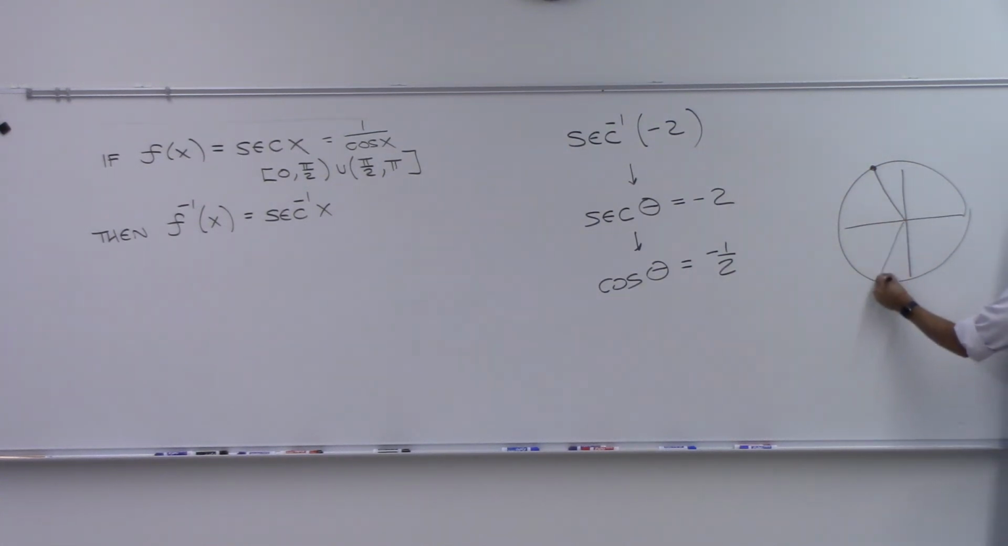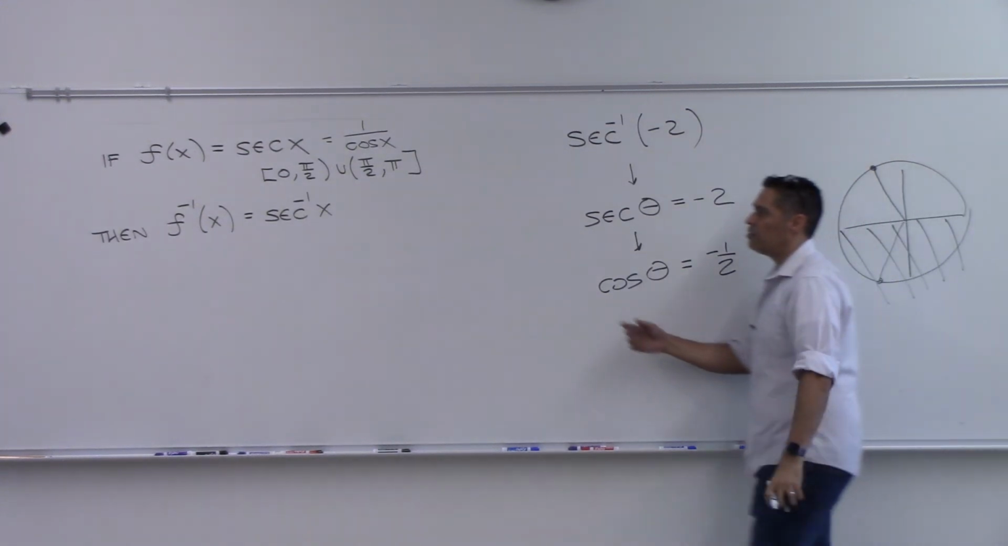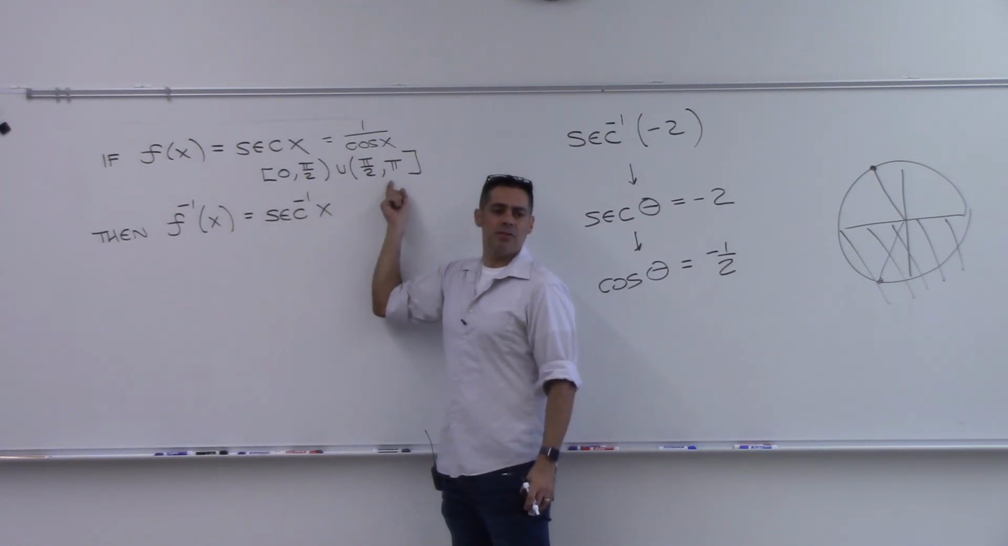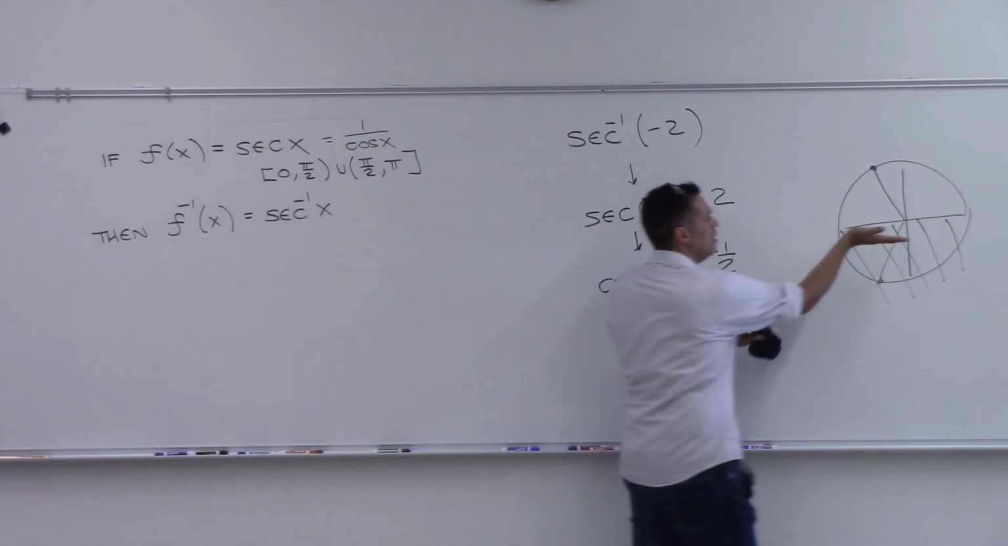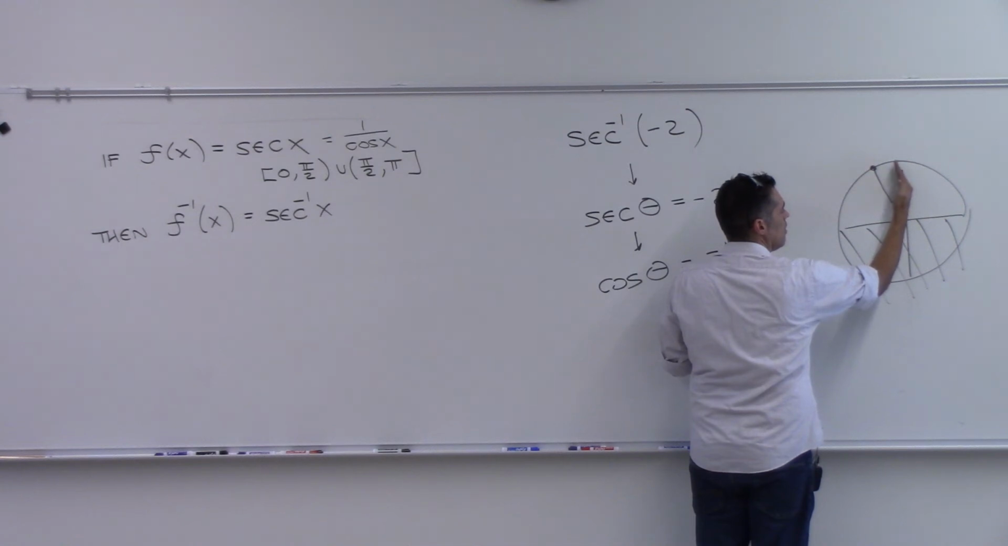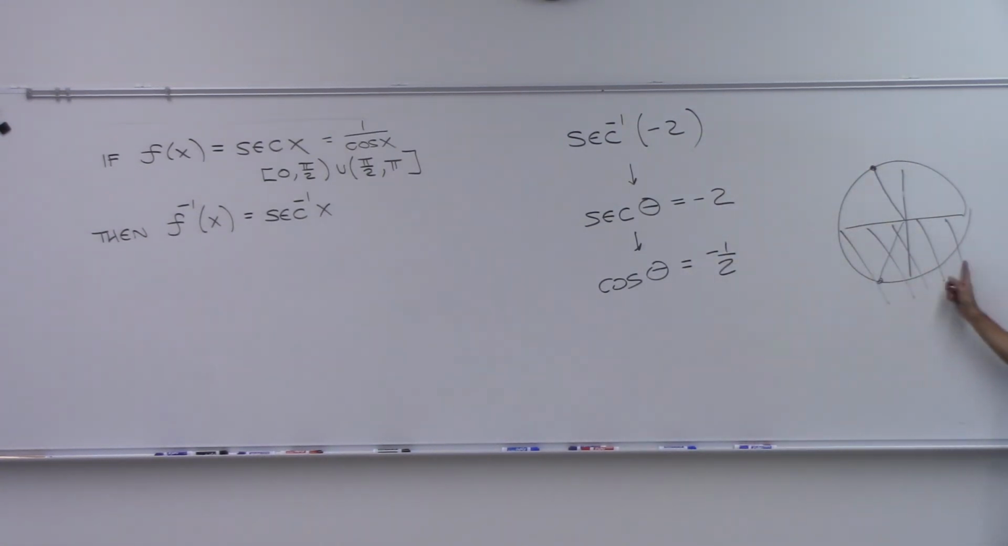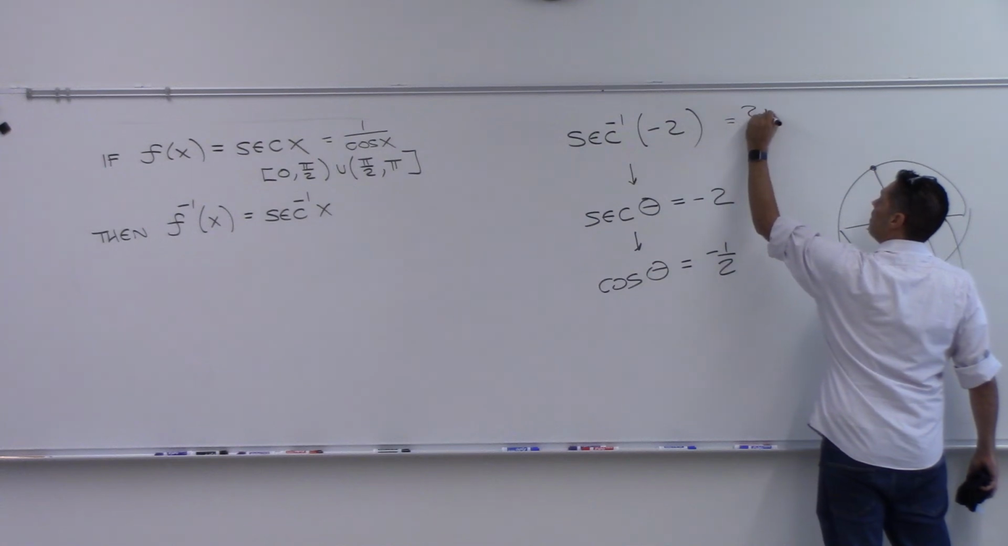What about this angle down here? Isn't the x coordinate also -1/2? It is, but our domain restriction. We are only looking between 0 to pi over 2 and then pi over 2 to pi. So we're only allowed to look from here to here and then jump over that little vertical line and then there to there. Can't look down in the third or fourth quadrants. So the answer is 2 pi over 3.